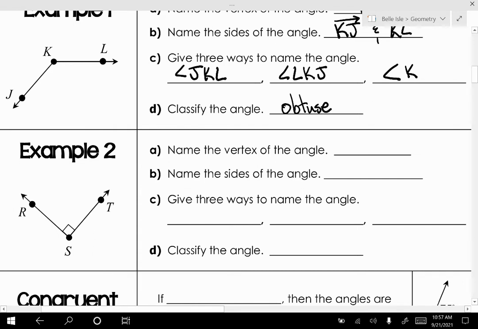Okay, let's look at example 2. Go ahead and do that one on your own. Looks like half of one.